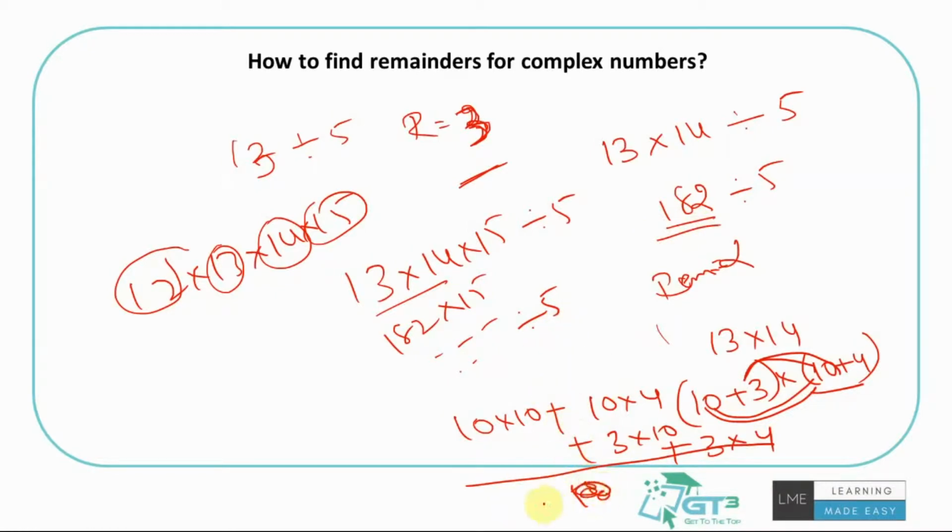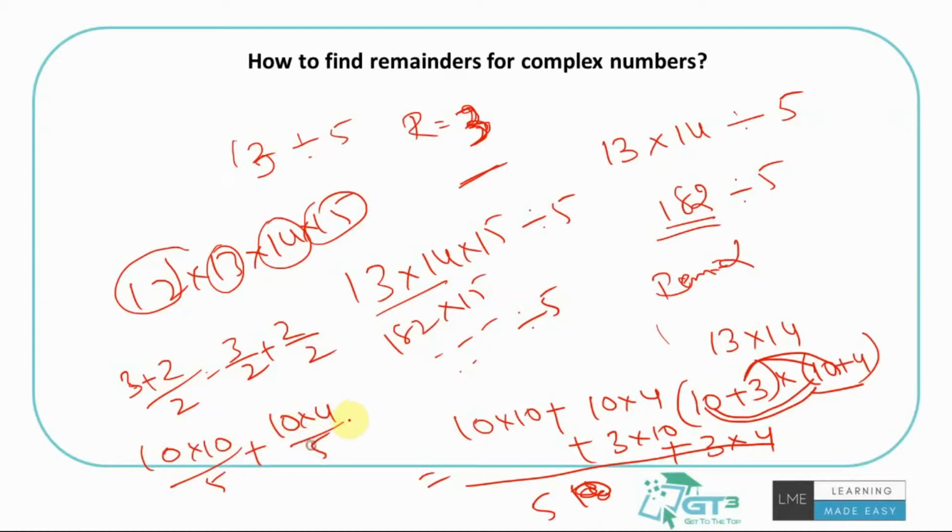So I'm talking about divisibility by 5, so that's why I've divided by 5. Further I'll just simplify it. As you know, if it's 3 plus 2 divided by 2, I can write it as 3 by 2 plus 2 by 2. It's fundamentally the same. So I do 10 into 10 by 5 plus 10 into 4 by 5 plus 3 into 10 by 5 plus 3 into 4 by 5. See, this is divisible by 5, this is also divisible by 5, and this is also divisible by 5. So all of this would give me a remainder of 0.